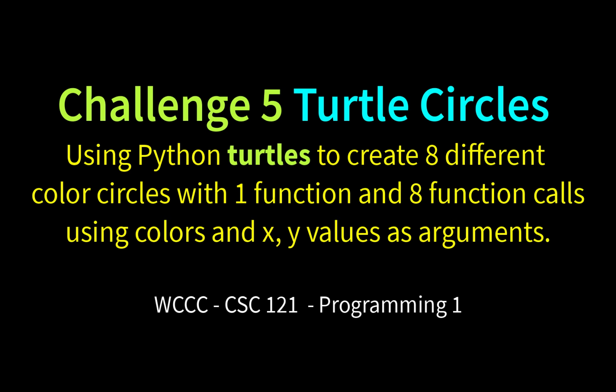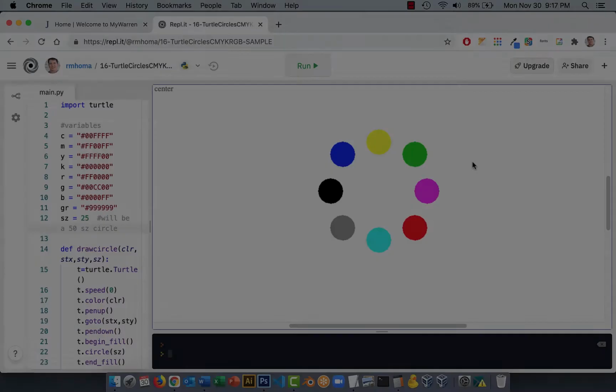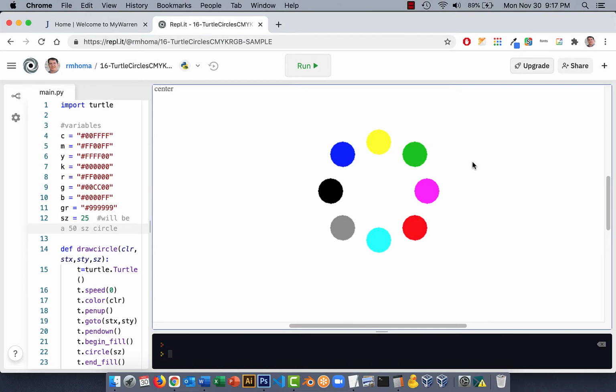This is Challenge 5, and we're going to call it Turtle Circles, and it's very much like the exercise we did with the CMYK and the RGB of drawing the boxes, except these are circles. And this is a challenge, so you're going to do this on your own, but I'll get you started with this, and this isn't that difficult.